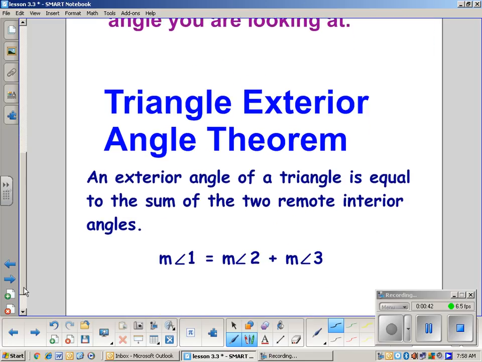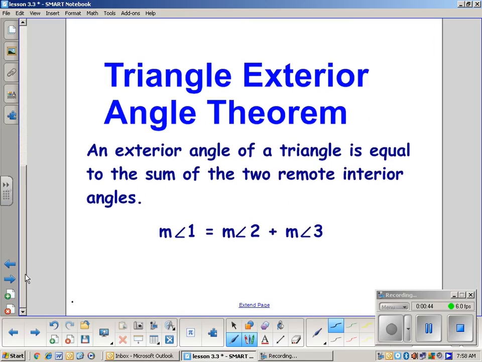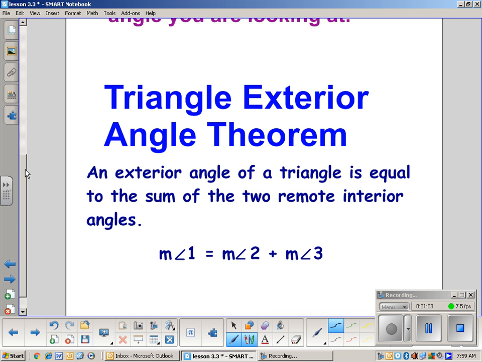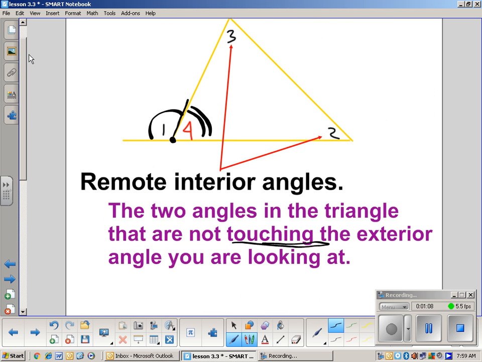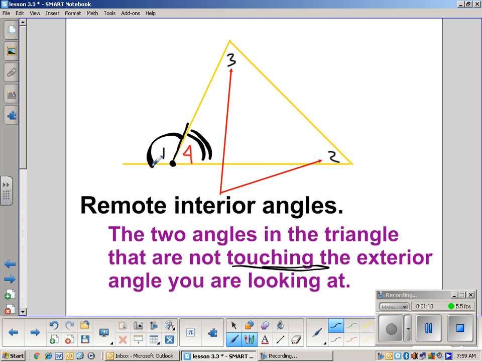So we have a theorem for this. The triangle exterior angle theorem says that an exterior angle of a triangle is equal to the sum of the two remote interior angles. So in this case, angle 1, right here, is equal to this angle plus this angle. Okay?